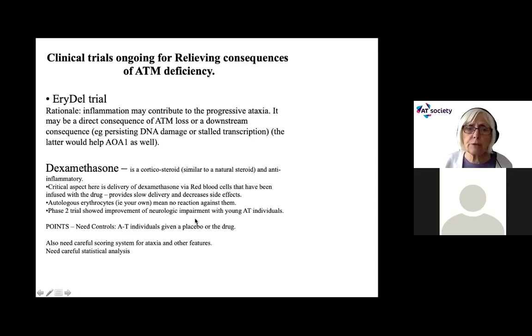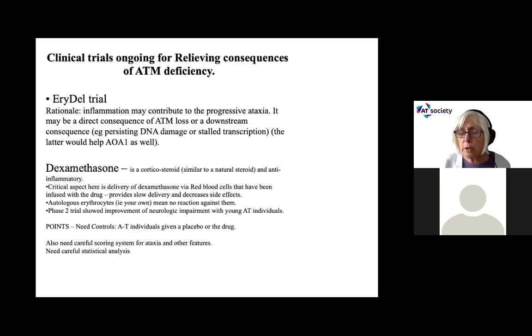Phase 2 trials have shown some improvement of the neurological impairment in 80 individuals, and so this is now a phase 3 trial. Just a couple of points. You always need controls in these type of trials, and the control here is that some individuals will be given a placebo and some the drug, but at the end of the trial, everybody, even those on the placebo, will be given the drug so they don't lose out.